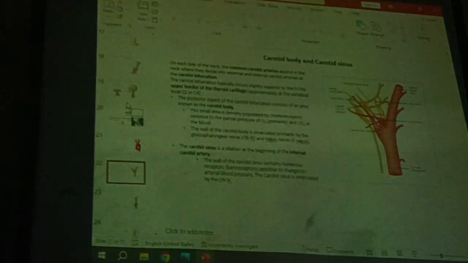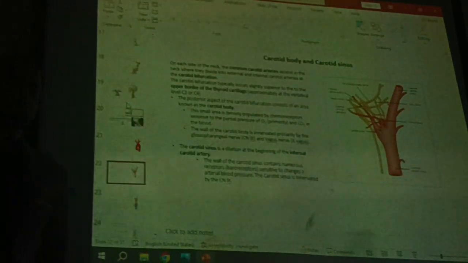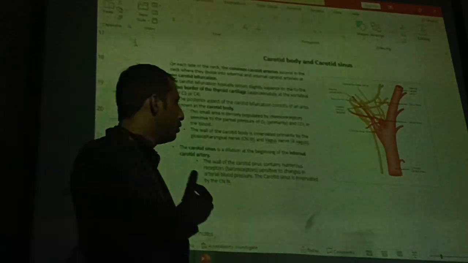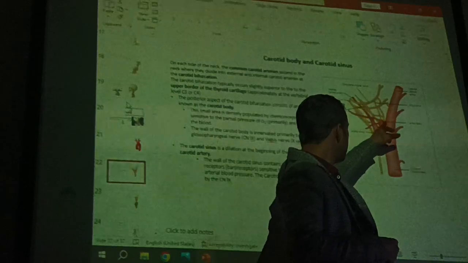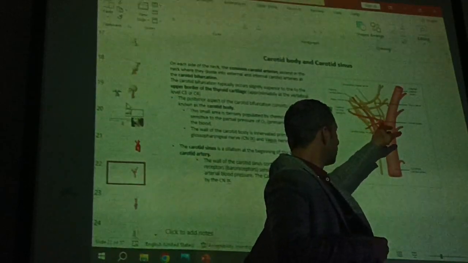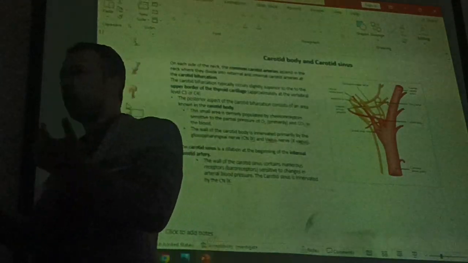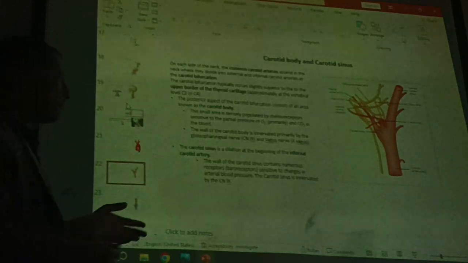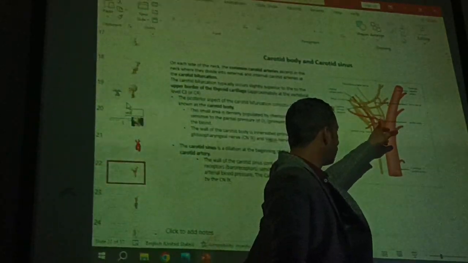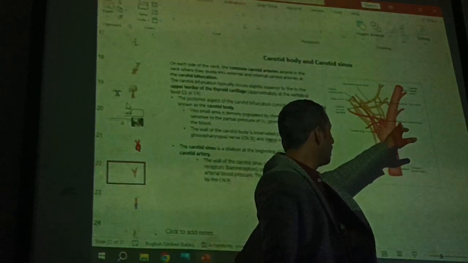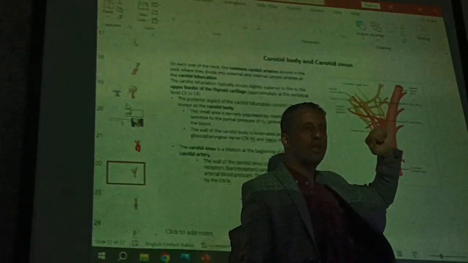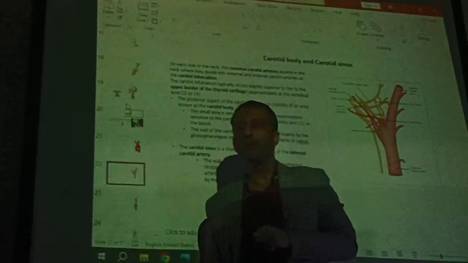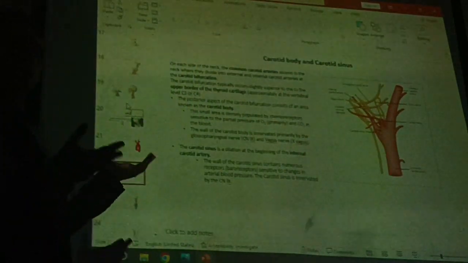We have two important structures related to the bifurcation of the common carotid artery. At the level of bifurcation, you can see a red to brown structure, which is named the carotid body. It is located between the external and internal carotid arteries. What do you think about the function of the carotid body?